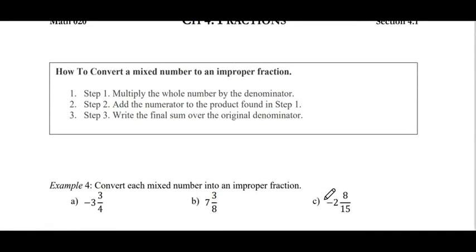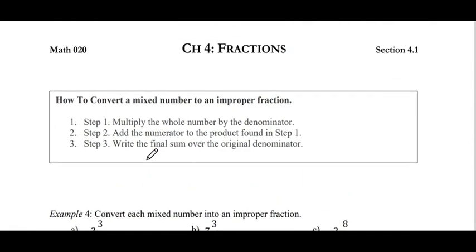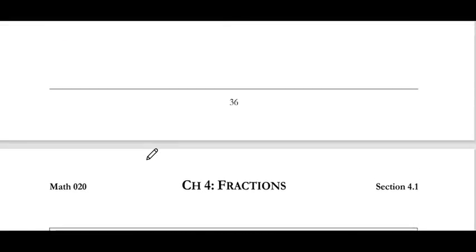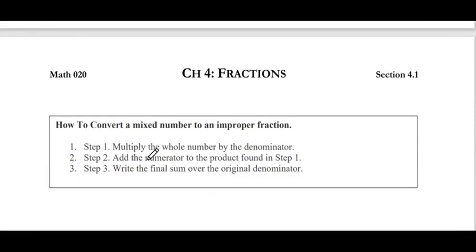To convert a mixed number to an improper fraction, we're going to work backwards. So if we were dividing to convert an improper fraction to a mixed number, now we're going to be multiplying, okay? So let's go ahead and do the same example that we just did using the same numbers, because we already know the answer, 3 and 2 over 5. So that's our mixed number.